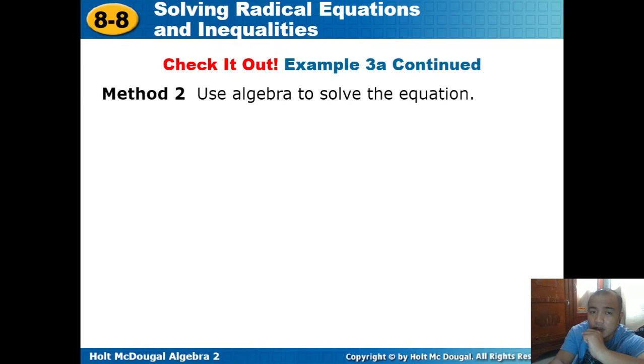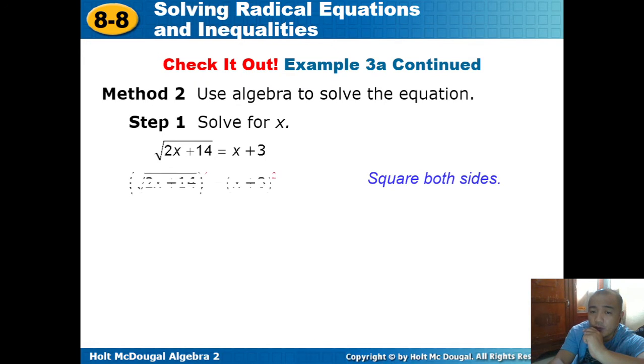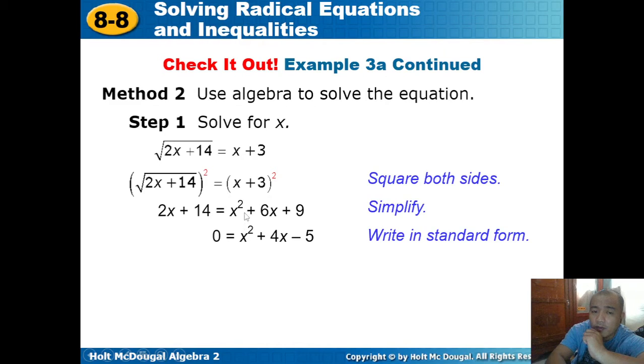Okay, x equals 1. Now using method 2, let's use algebra to solve for x. First step, square both sides of the equation. Ito, mag-cancel yung 2. So 2x plus 14 equals x squared plus 6x plus 9. Then let's simplify, write in standard form. X squared plus 6x minus 2x, 4x. 9 minus 14, negative 5. So x squared plus 4x minus 5 equals 0 is the new equation, which is a quadratic equation.